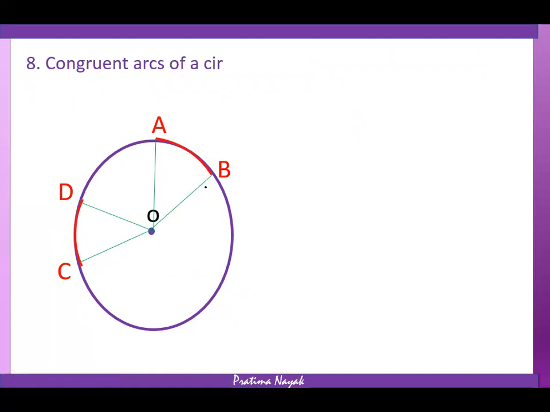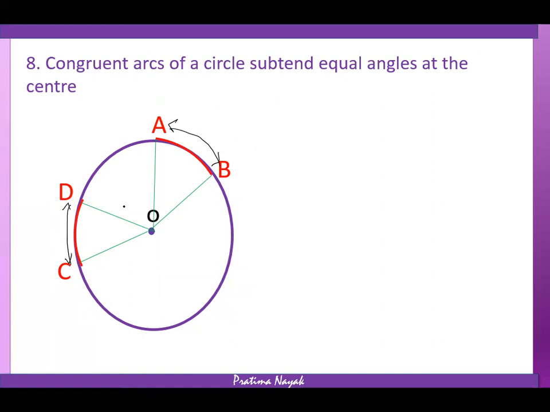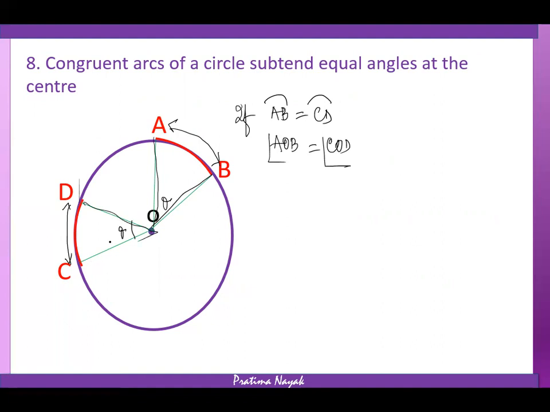Next, congruent arcs of a circle subtend equal angles at the center. If the chords are equal, that is chord AB and arc AB are equal, arc AB is equal to arc CD, then they make equal angles at the center. That means angle AOB is equal to angle COD. Arc AB makes the angle AOB, and arc CD makes the angle COD. They will be equal.